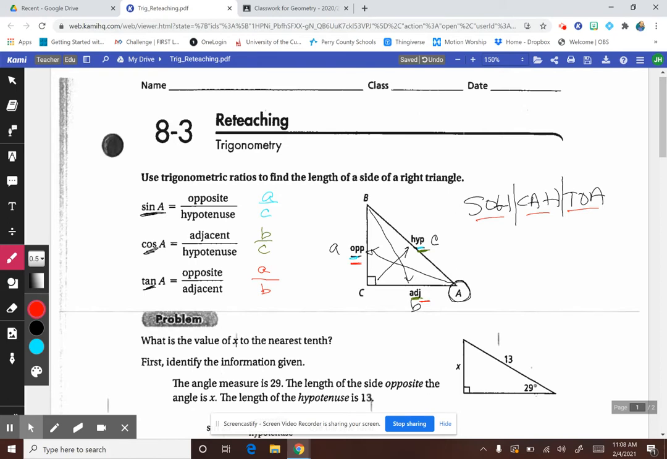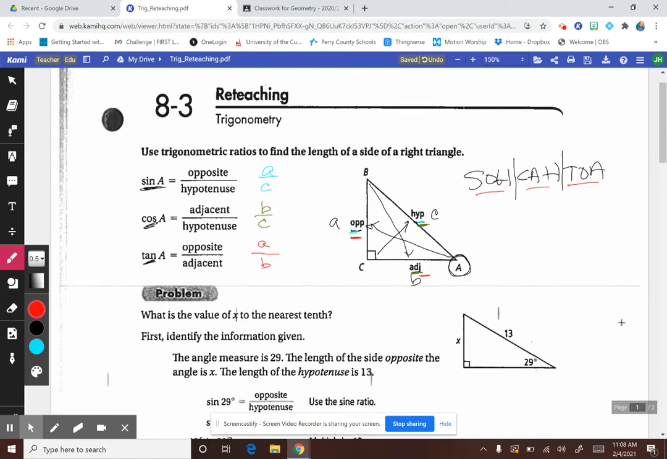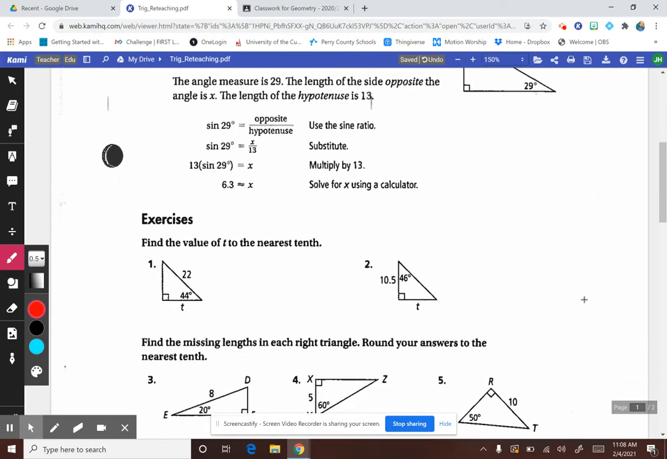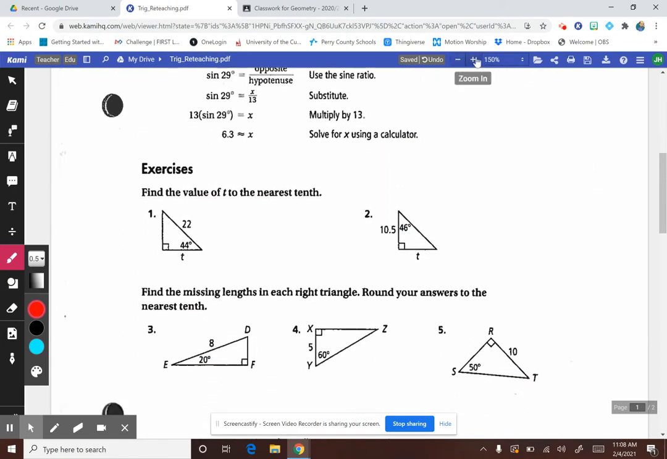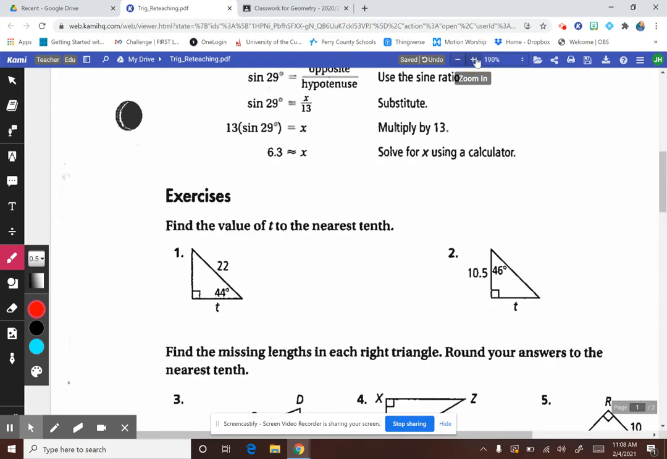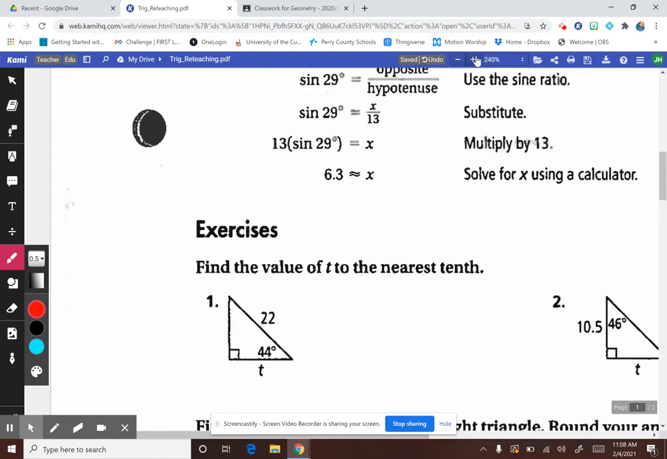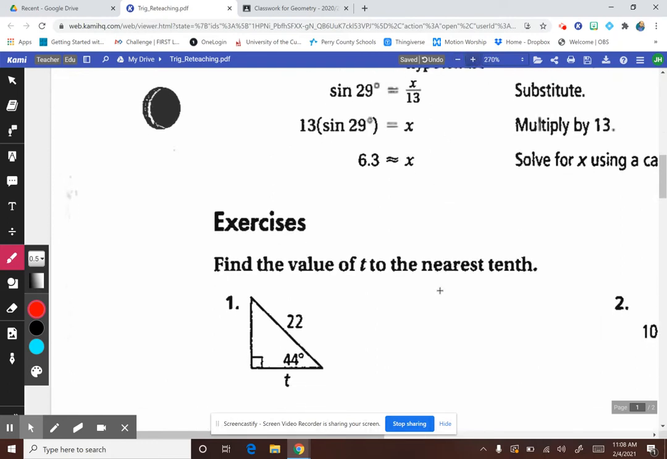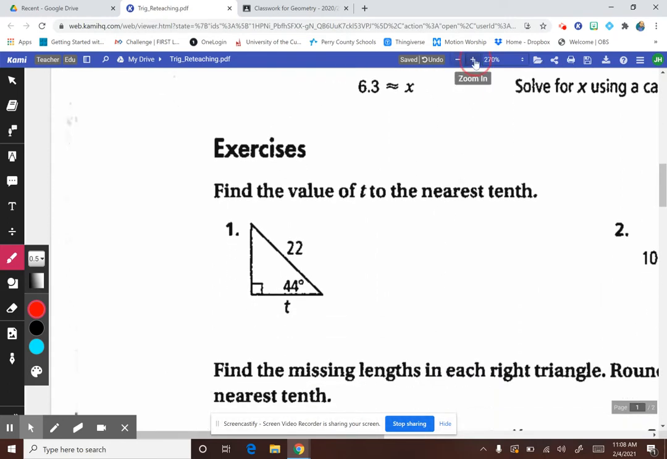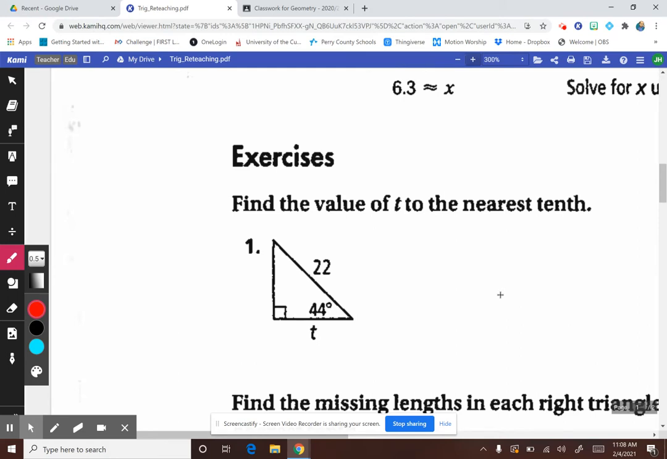And you're going to see what we're talking about right now. So I'm going to scroll down here, and we're going to look at number one. As a matter of fact, I may make this a little bit bigger so that we can focus on one problem at a time. Okay, so it says find the value of t to the nearest tenth.